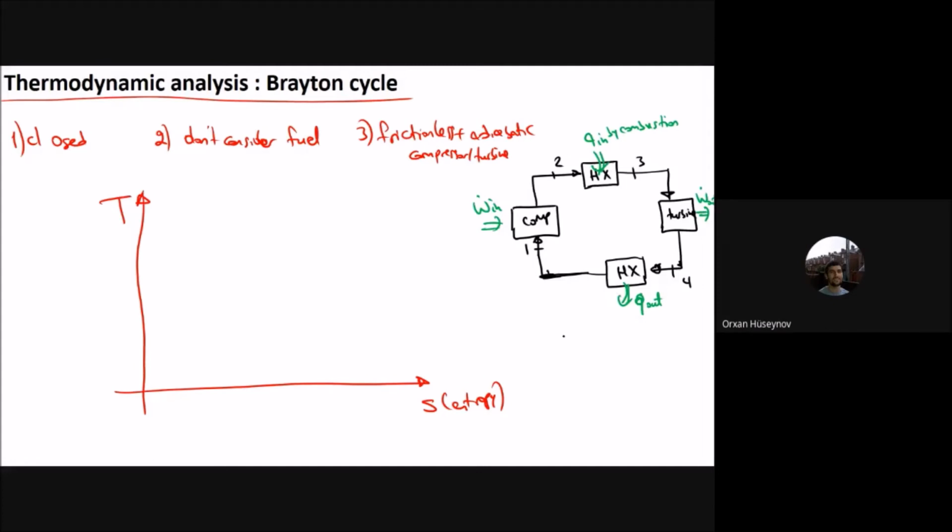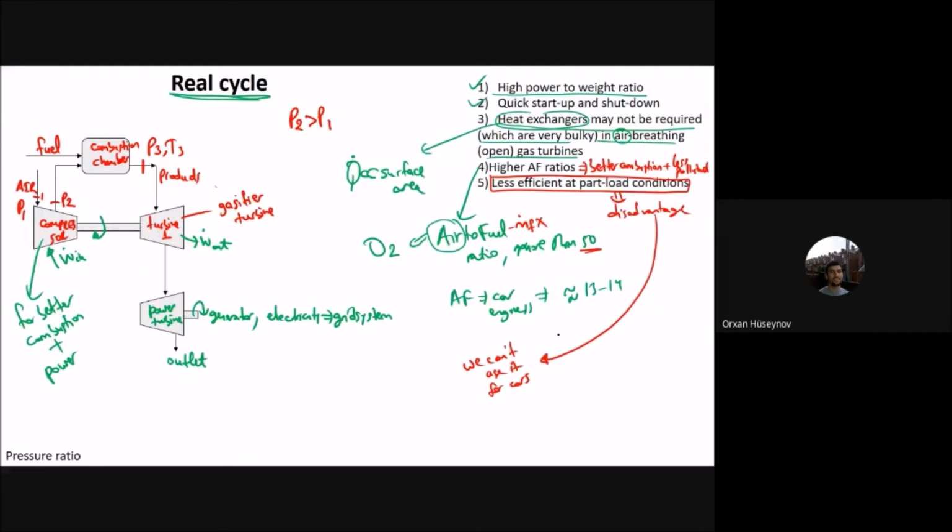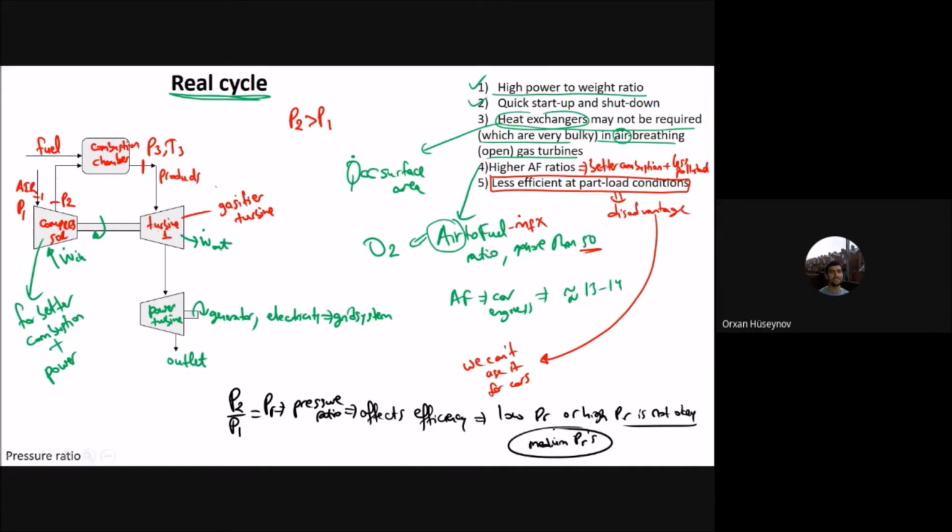The next important stuff here, which I forgot to tell you, is the pressure ratio. I've written it here to remember it, but I forgot it again. The pressure ratio is P2 by P1, and that is the pressure ratio, PR. That pressure ratio is the change of pressure from the compressor inlet to compressor outlet. This pressure ratio affects the efficiency. So what it means is that a low PR or a high PR is not okay. It is very similar to the compression ratio in car engines. You should have the medium PRs.